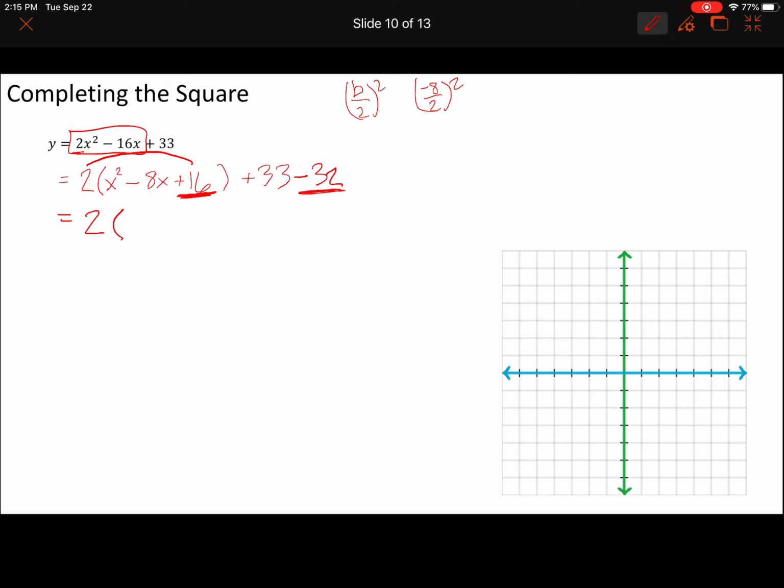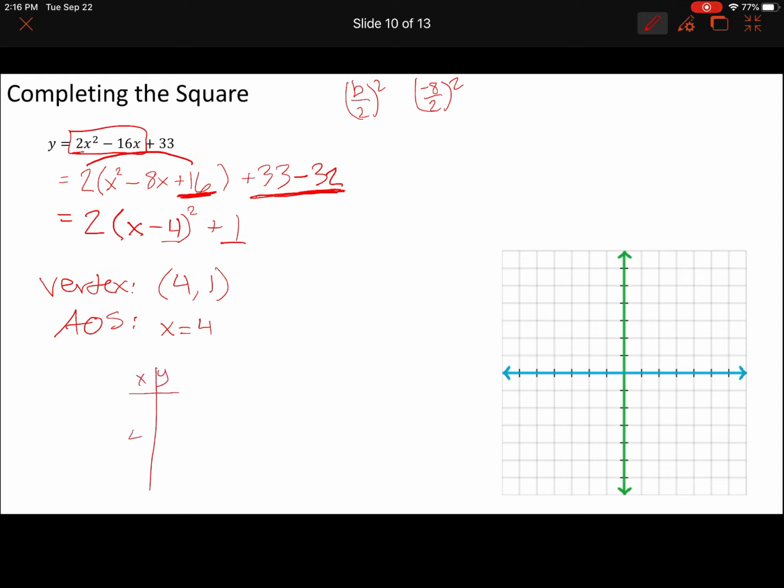So now we can factor this inside. So this becomes x minus 4 times x minus 4, or x minus 4 squared. And then you can combine these two like terms to get a plus 1. And then we graph. Our vertex is at 4, 1, because that's my h and my k. Axis of symmetry is x equals 4. And even before I graph, I know my vertex is at 4, 1.